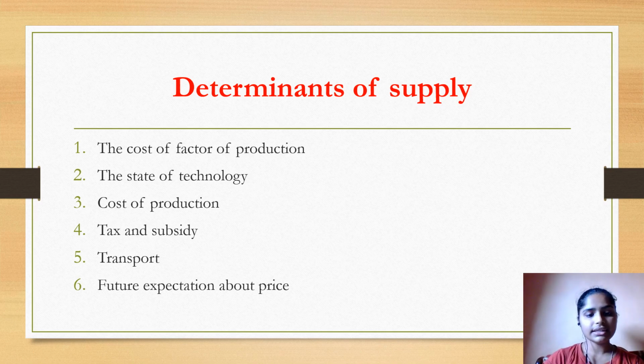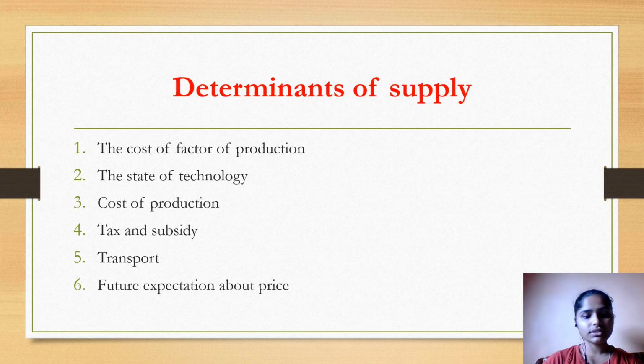Then fourth one is taxes and subsidies, that is government policies. Favorable government policies may encourage supply and unfavorable government policies may discourage supply. Government policies like taxation, subsidies, industrial policy, etc. may encourage or discourage production and supply depending upon the government measures. Then fifth one is transportation. Infrastructure in the form of transport, communication, power, etc. influences the production process as well as supply. Shortage of these facilities decreases the supply and vice versa.